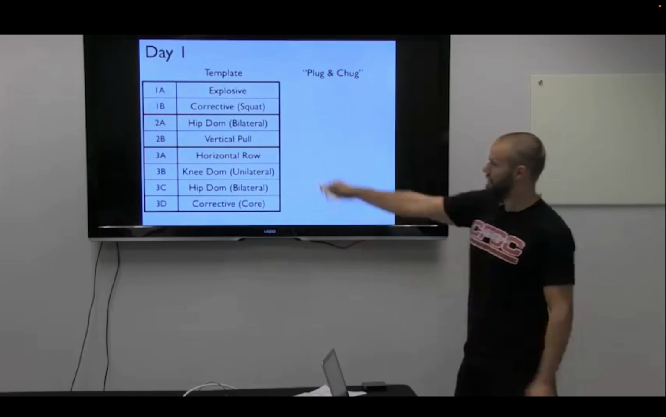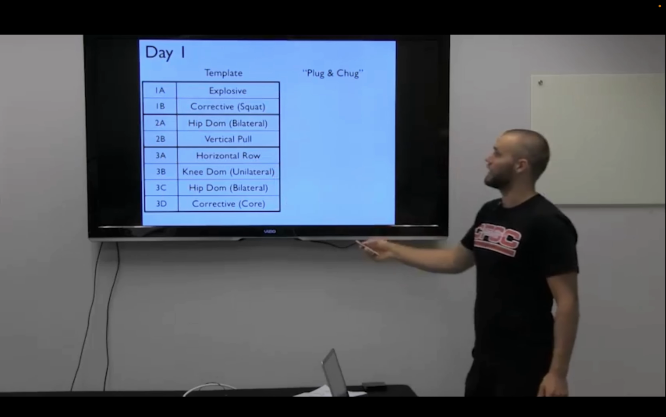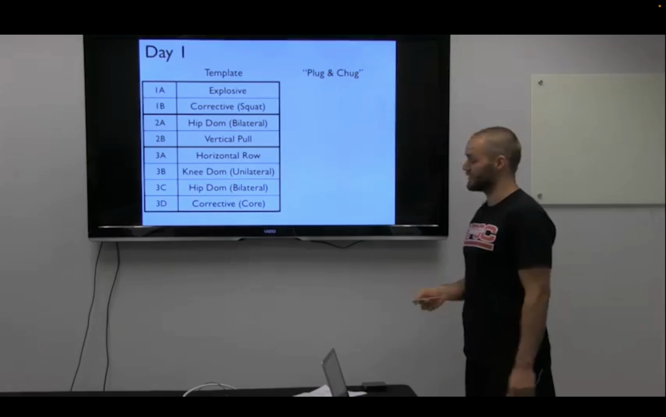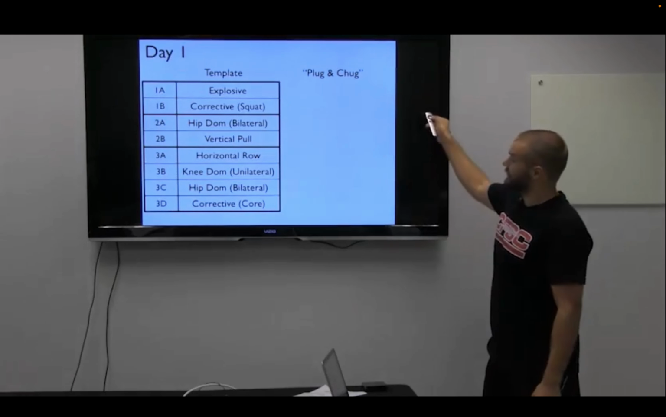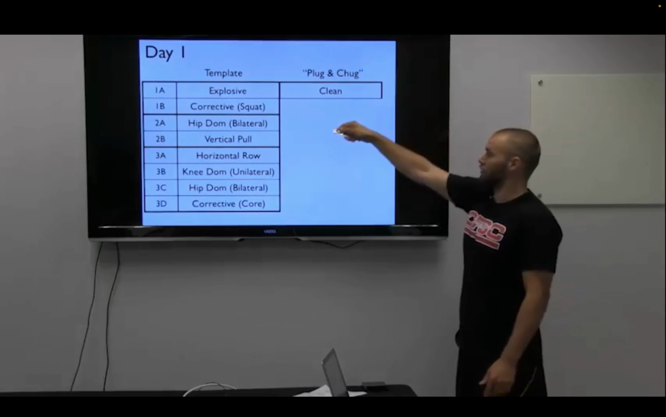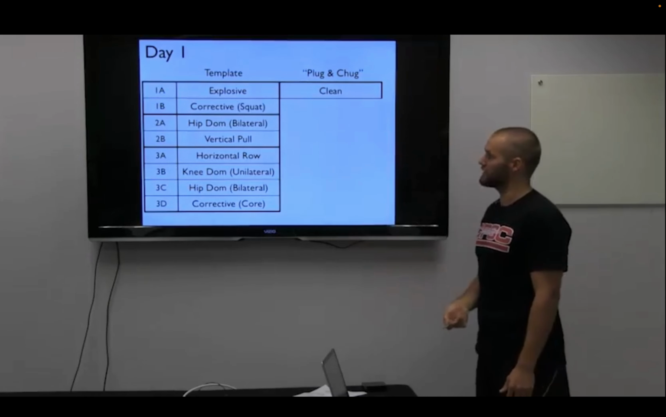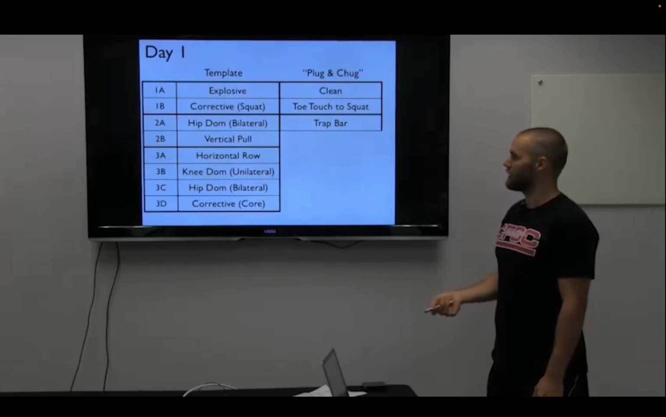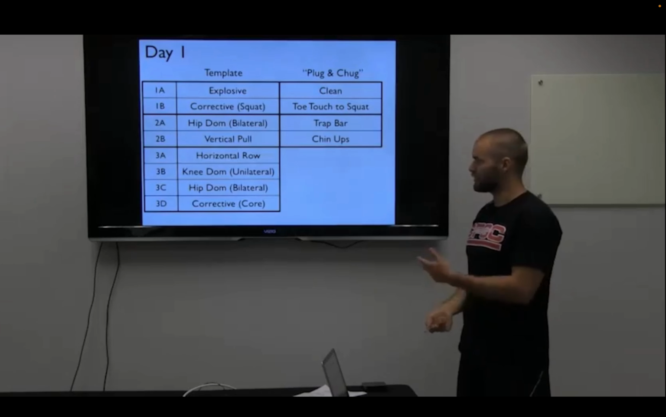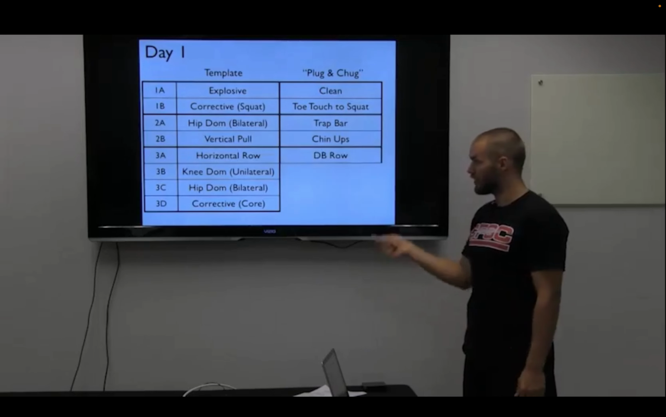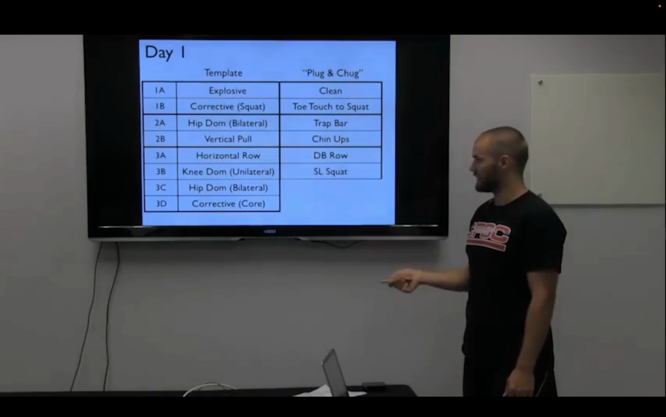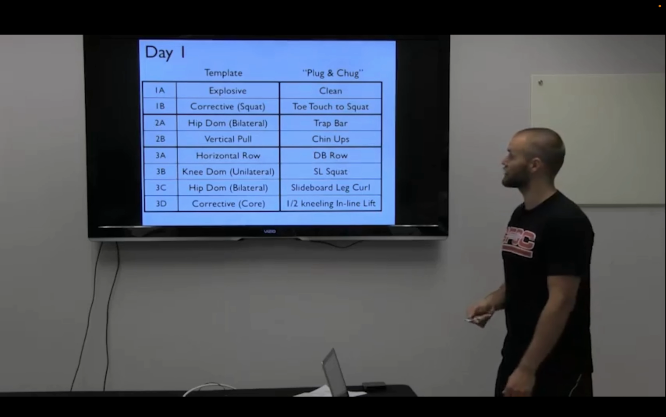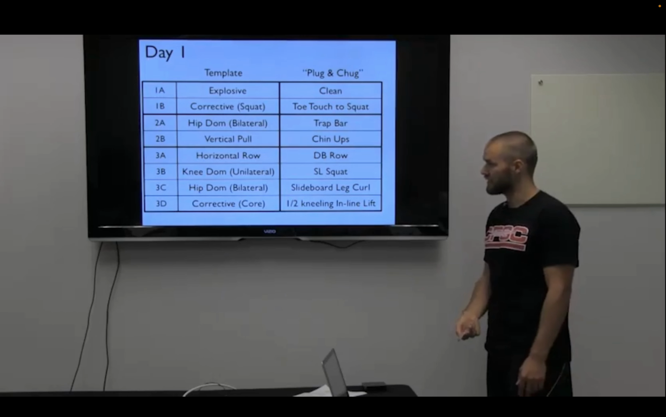So day 1, I took what we had up there, and now you just plug and chug if you remember your algebra days in high school. First one, explosive, plug in clean. Second one, corrective, toe touch to squat, hip dominant bilateral trap bar, vertical pull chin-ups, horizontal row, dumbbell row, single leg squat, slide board leg curl, and half kneeling inline lift. Okay, so that's what day 1 looks like for us.